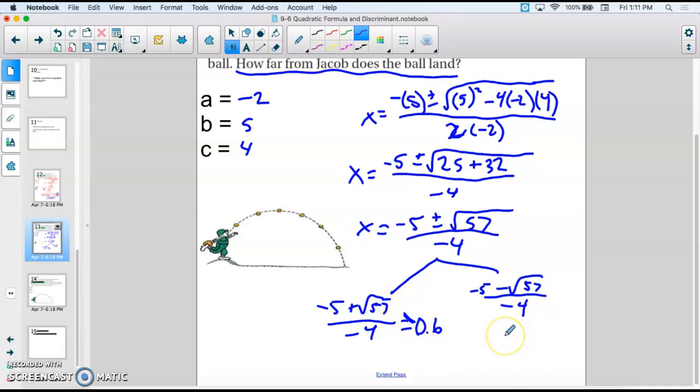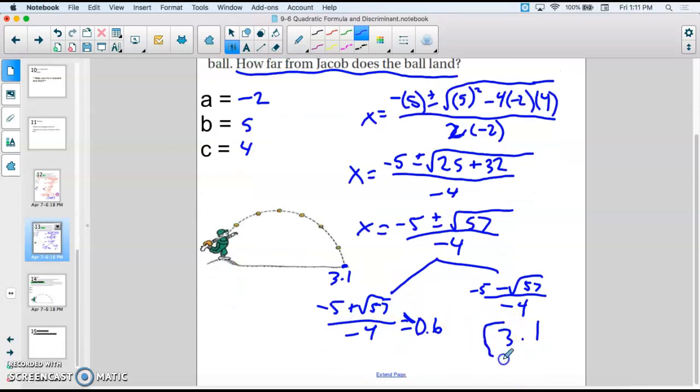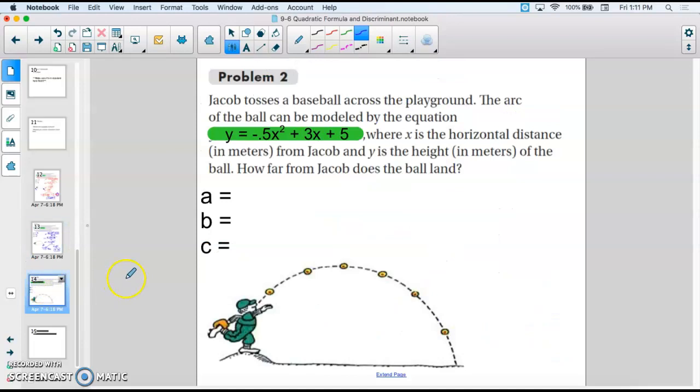Our other answer, if we do -5 minus the square root of 57 divided by -4, we get 3.1. Now, how far from Jacob does the ball land? It only makes sense that it's our positive one of 3.1. Still in meters? Yep, still in meters. So go ahead and tack on your label. 3.1 meters.